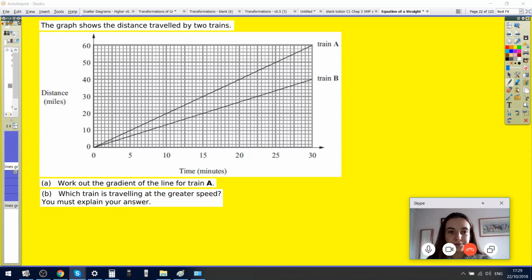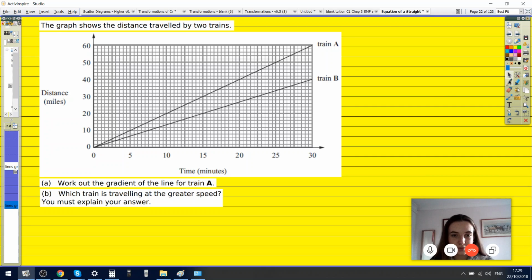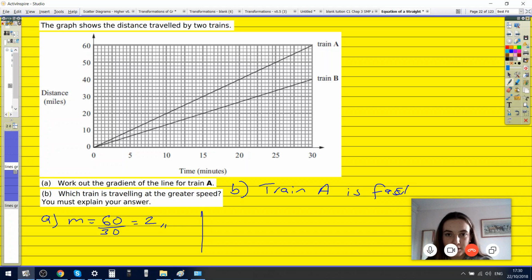Okay, exam question. So the gradient is 2. And A is faster because it takes less time to go further. Okay, takes less time to go further. You could also say steeper gradient.